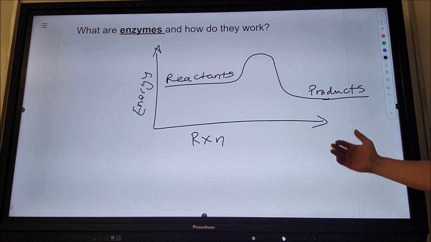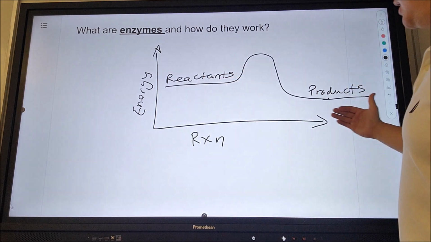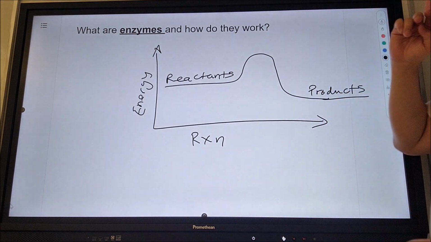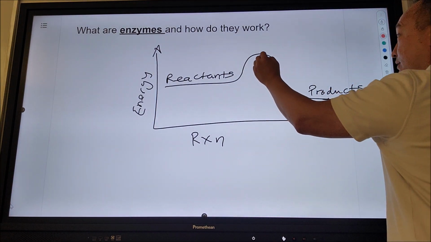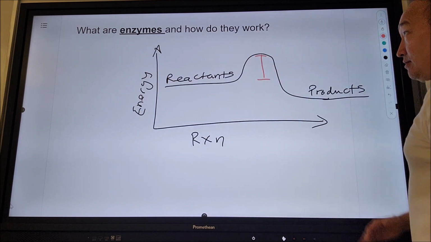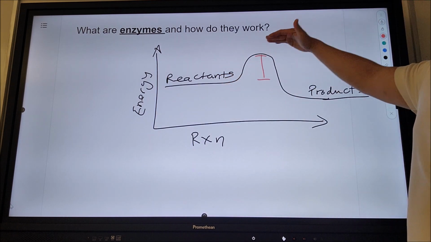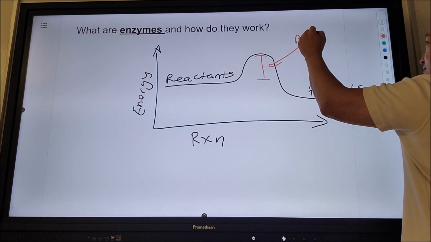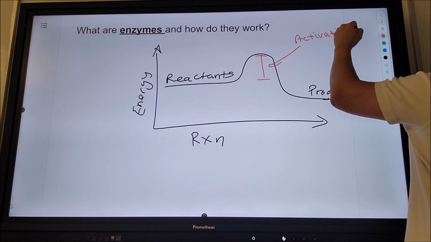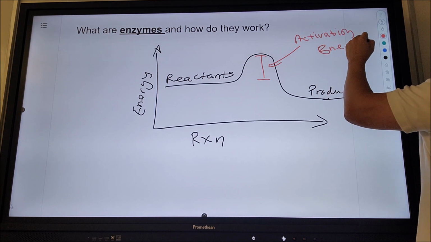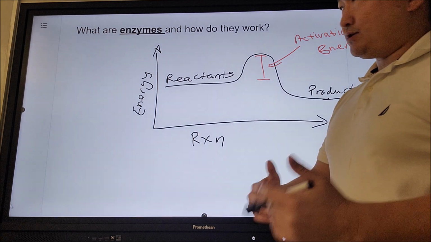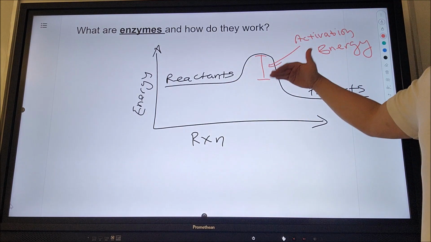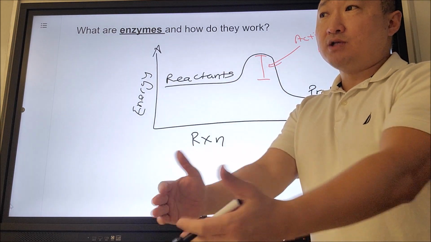Now, this is not to say reactants are always higher in energy than the products. They can be the other way, but this is just a common way that you might see. Anyway, the important thing here is this part. That hill that the reactants have to overcome to become products, that's known as the activation energy. So let's say a certain reaction requires a certain amount of activation energy, and because it requires that energy, it might happen at a much slower rate.